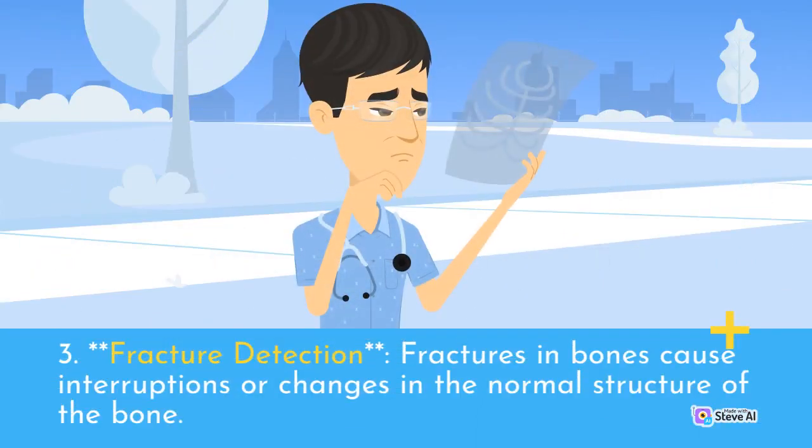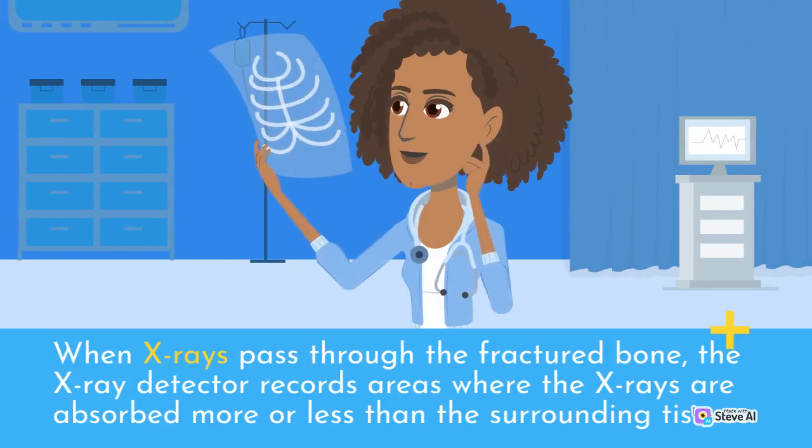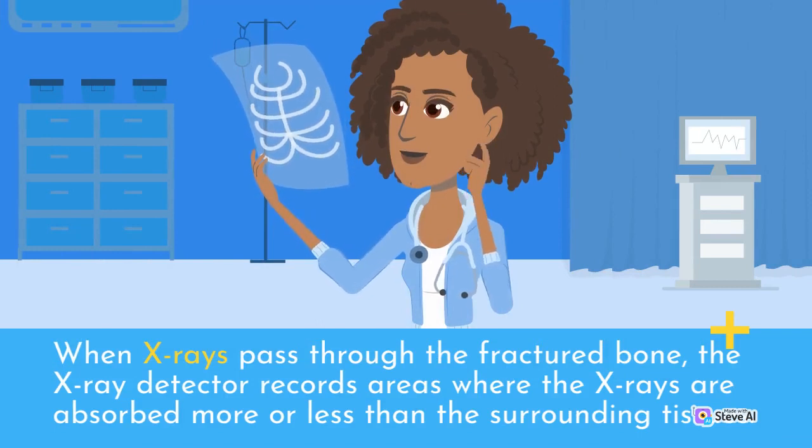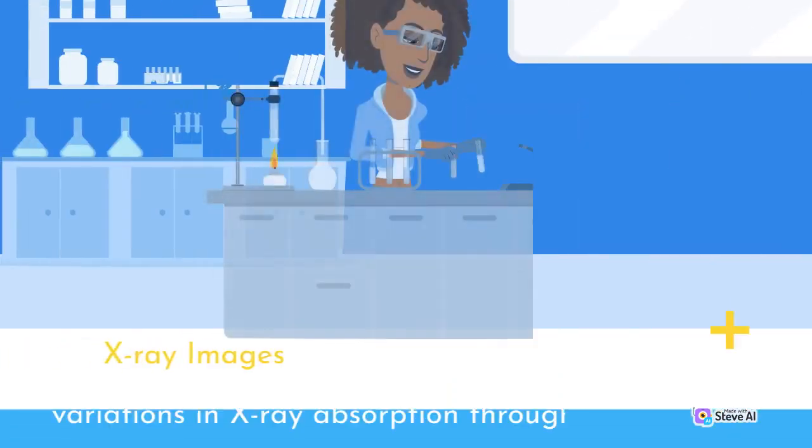3. Fracture detection. Fractures in bones cause interruptions or changes in the normal structure of the bone. When X-rays pass through the fractured bone, the X-ray detector records areas where the X-rays are absorbed more or less than the surrounding tissues.